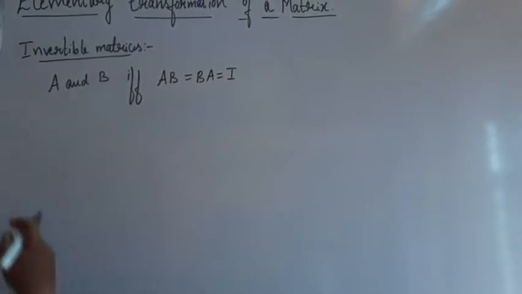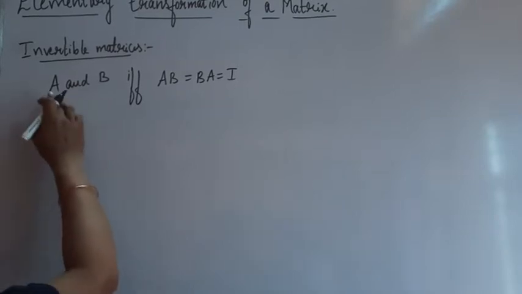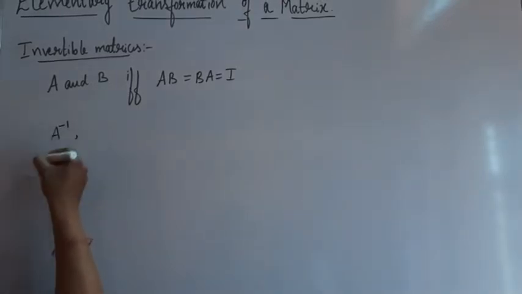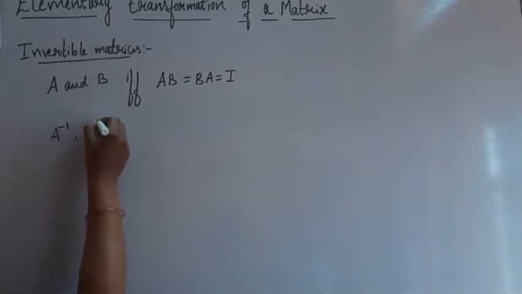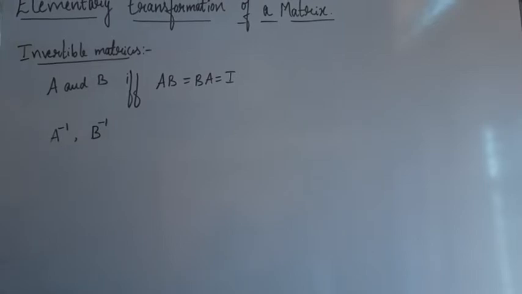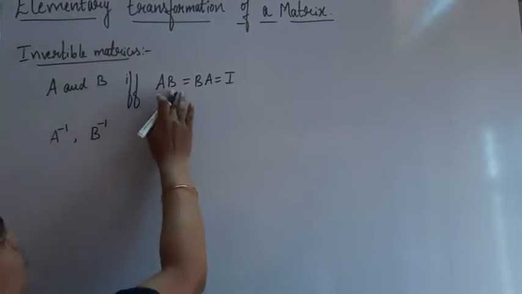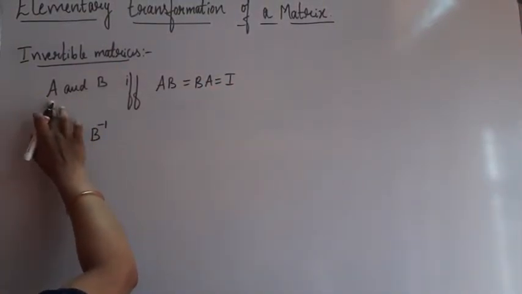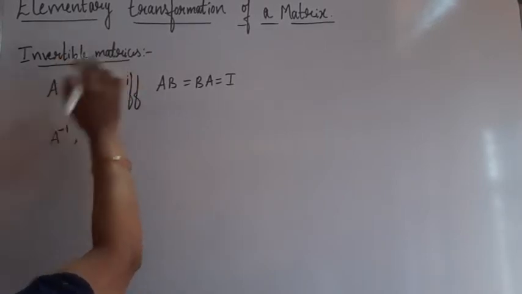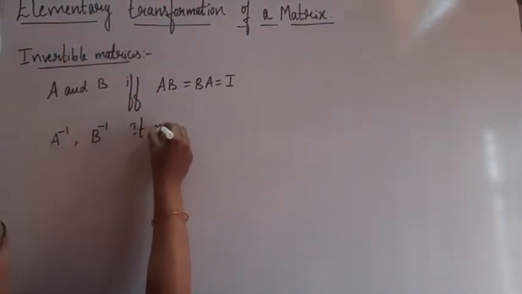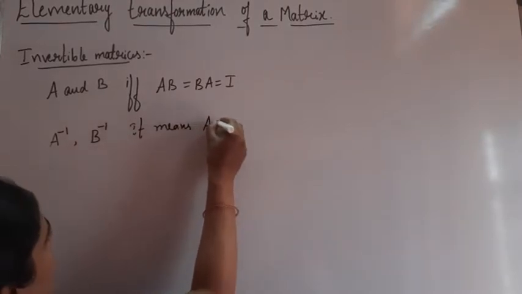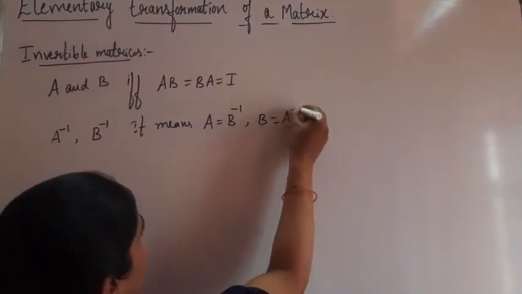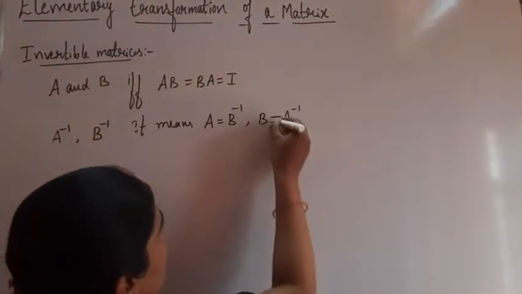The inverse of each matrix can be represented as follows: for matrix A, the inverse is denoted by A inverse, and for matrix B the inverse is denoted by B inverse. So if we get A into B equal to B into A equal to I, then we can clearly say that matrix A and matrix B are invertible matrices. It means A is equal to B inverse and B is equal to A inverse. So this is the definition of invertible matrices.